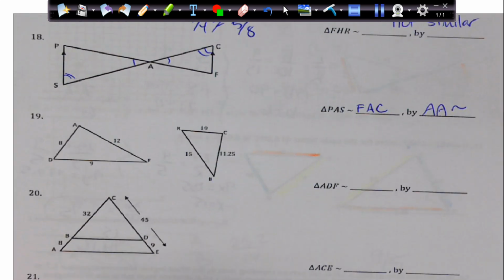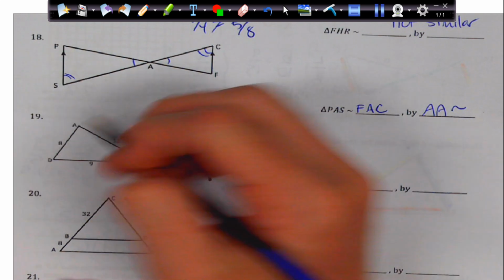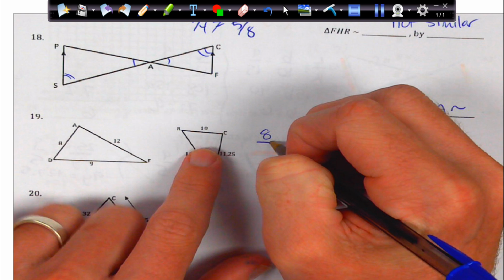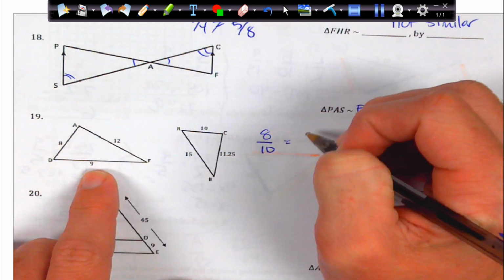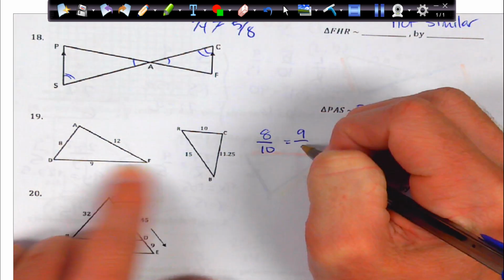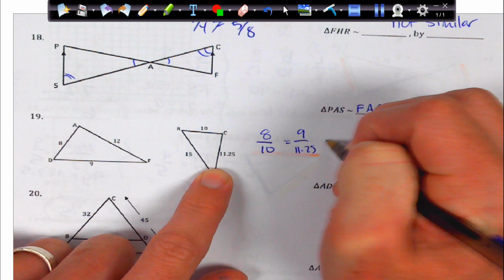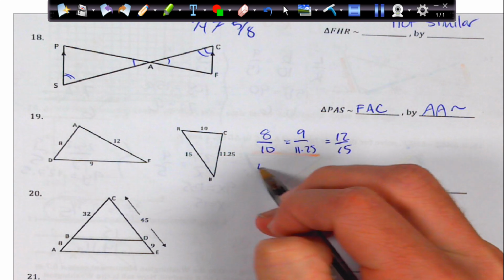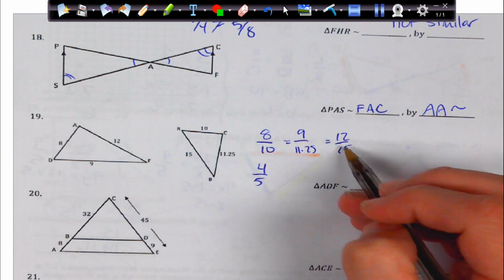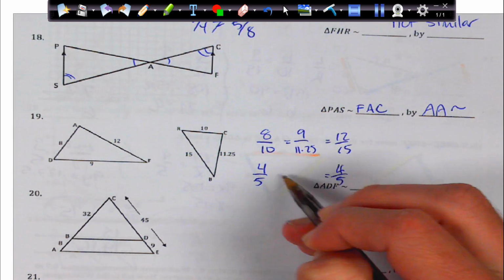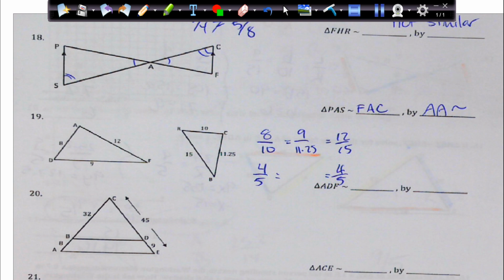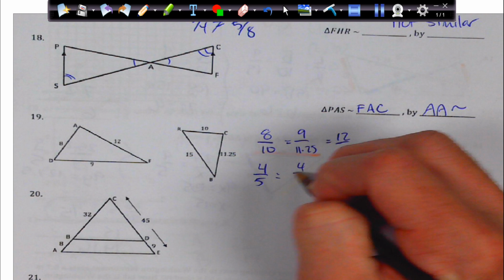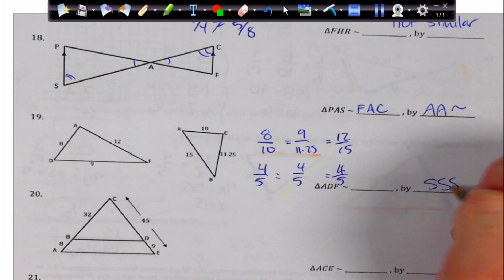I only see sides, so this has to be side, side, side, or it's nothing. Again, I'm going to take the smallest side, which is 8, and put it over the smallest side, which is 10. Next small size is 9 over 11.25, and then 12 over 15. So this should reduce down to 4 over 5 pretty easily. That one also I can do in my head. Those both divide by 3, 4 over 5. 9 over 11.25 also divides to 4 over 5. So this is side, side, side similarity.